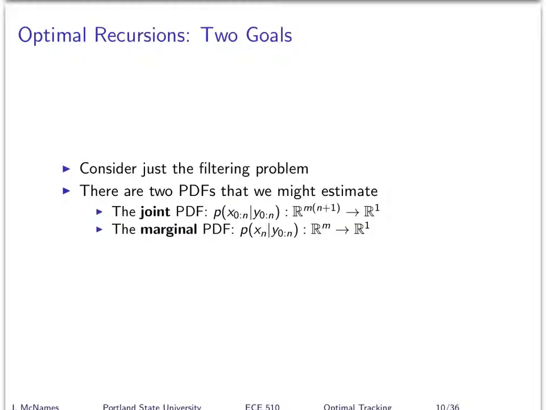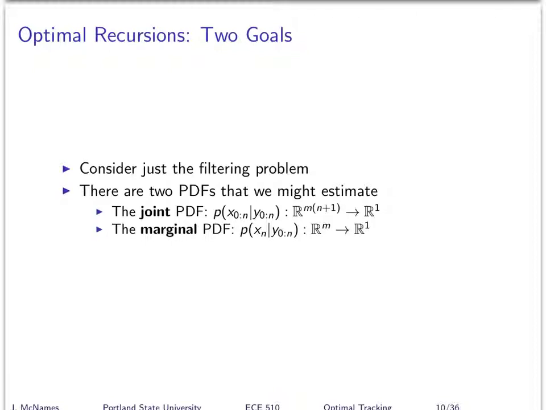So when we think about optimal recursions, an optimal algorithm for doing tracking, let's just consider the filtering problem for now. By the filtering problem, I mean estimating the state right now, given all of the past and the current measurements. So taking the measurements from time 0 all the way up to right now, we want to estimate what the state is right now. That's the filtering problem. It's not prediction, it's not smoothing, it's what things are right now.